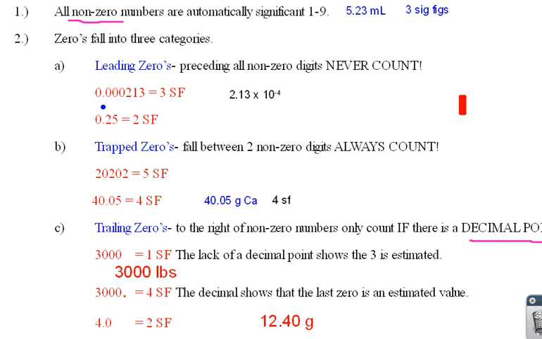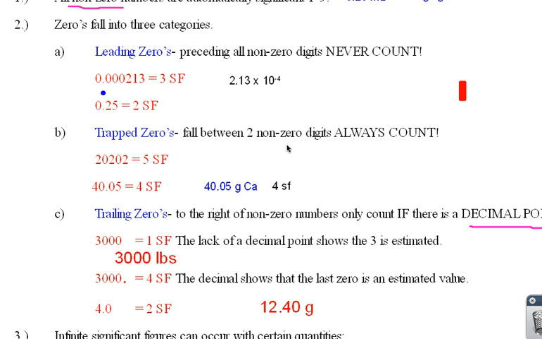When we talk about zeros, zeros fall into three different types of categories. Those categories can be leading, as in to the left of a number, trapped between numbers, and trailing, as in to the right of a number. Like this is to the right of the three.